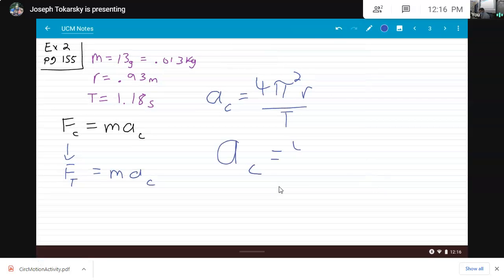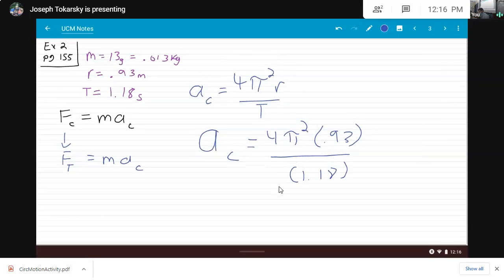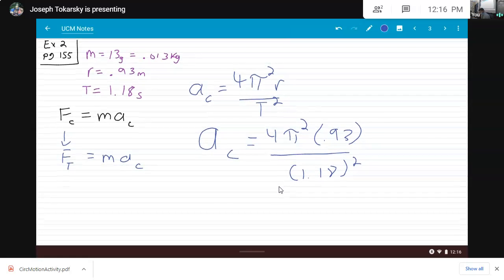So 4 pi squared times 0.93 divided by 1.18. Oh, T squared. Yes, sorry, I forgot it up there. R is not squared, though, because it reduced out in the algebra. Okay, once we run those numbers, we should get something pretty close to 26 meters per second squared.